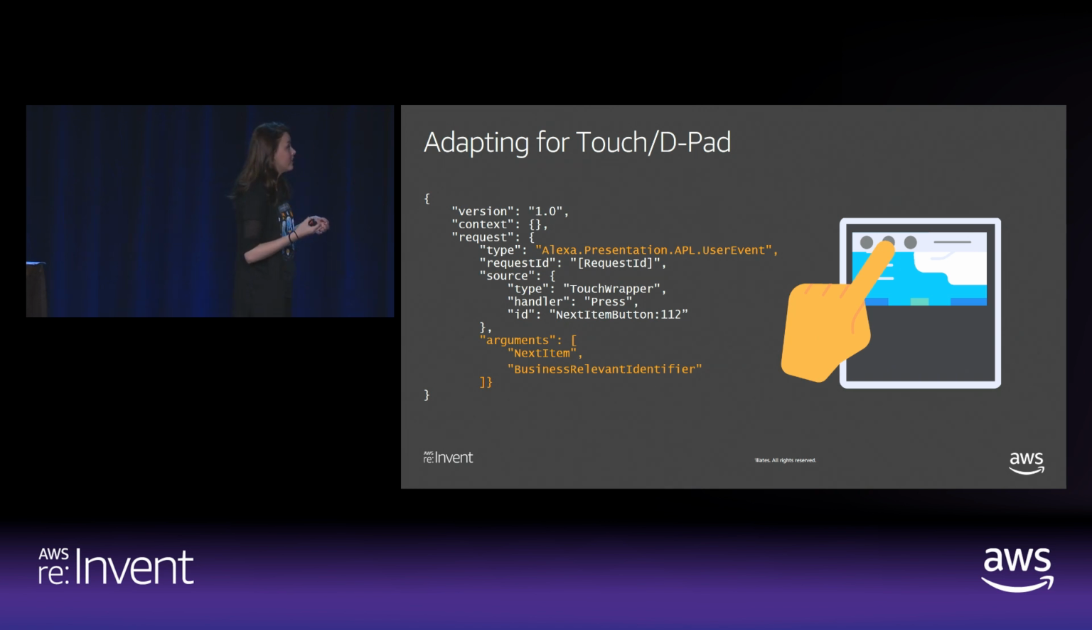This request is sent to your skill similarly as a voice command would be sent, but it is called an APL user event. And within that user event request, you can see the arguments are right there. That data binding happens within the request, and so you're sent that, and you can utilize that in your skill code as you would a normal intent request.